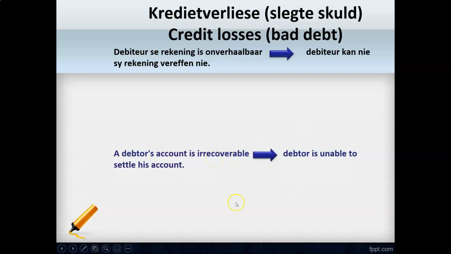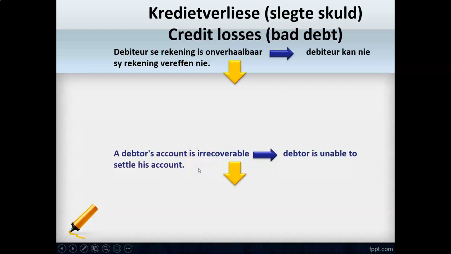For some other reason, he's unable to settle his account. He could have disappeared from the face of the earth. I haven't got a clue what happened to this guy. I'm unable to trace him. I don't know what happened to him. Or alternatively, he could have been sequestrated. He could have been insolvent, so he's not able to settle his outstanding debt. Whatever the reason is, I have now discovered that I will never ever recover his outstanding debt.